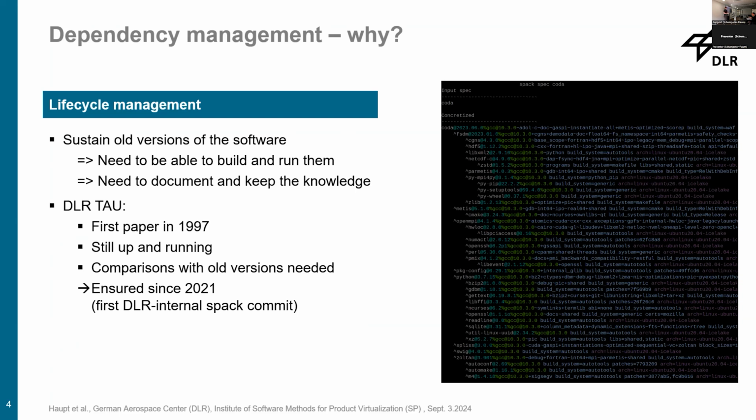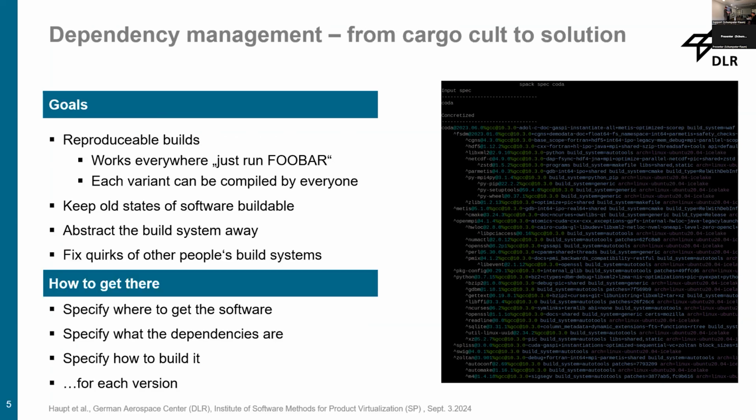That's why we decided to go with a package management tool called Spack. And we started with that in 2021. And there we had the first commit for the Tau. And since then, we can guarantee that we can compile all of the Tau versions. So our overall goal with this dependency manager is to have this build reproducible in a really easy way.